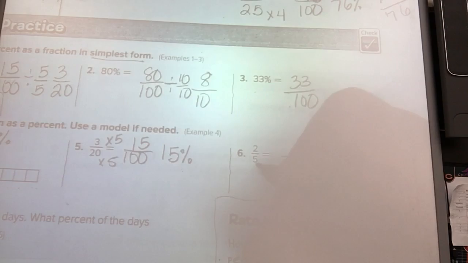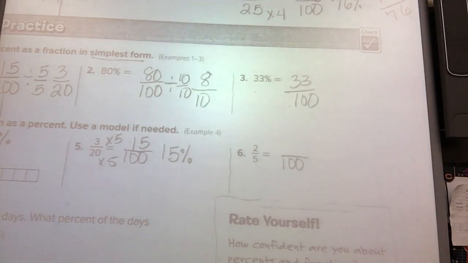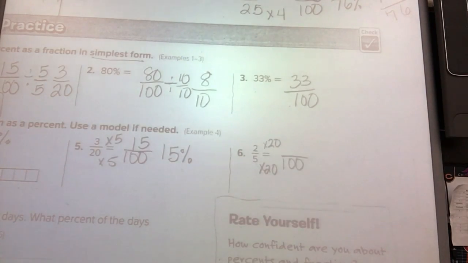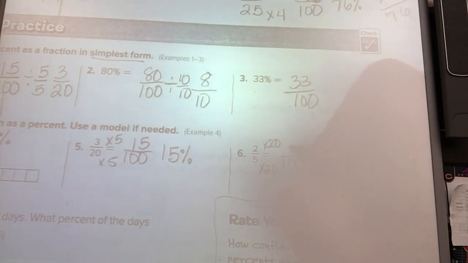All right, how do we get from 5 to 100? Times 20. What you do on the bottom, you do on the top. 20 times 2 is 40. So what is our percent? 40%. Anything over 100.